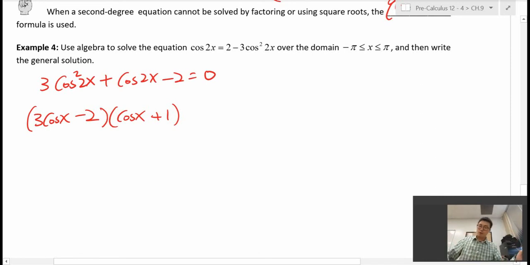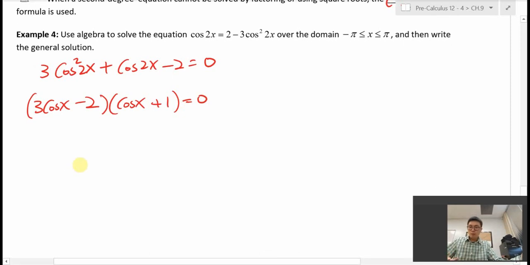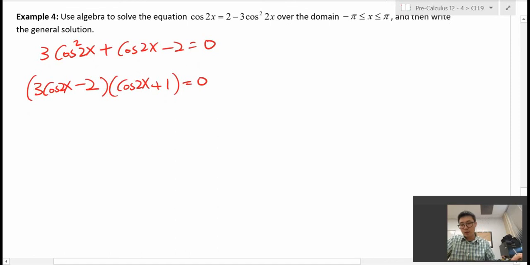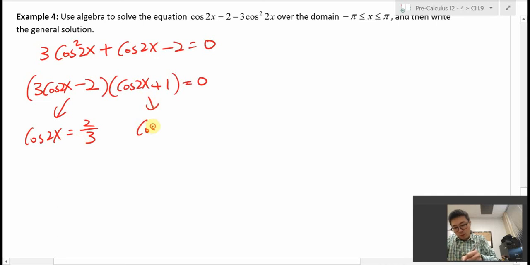Yes, that's how you factor this, and this equal to 0. Okay, so now what this means, oh, cosine 2x, sorry, not just cosine x, cosine 2x. Okay, this is going to be a long question. Here we go. So 3 cosine 2x minus 2 and cosine 2x plus 1. This means cosine 2x equals 2 over 3. This means cosine 2x equals negative 1. Okay, that's what it means.